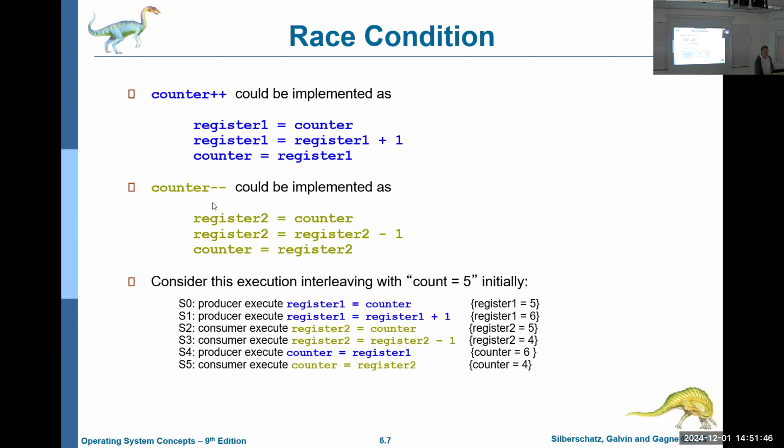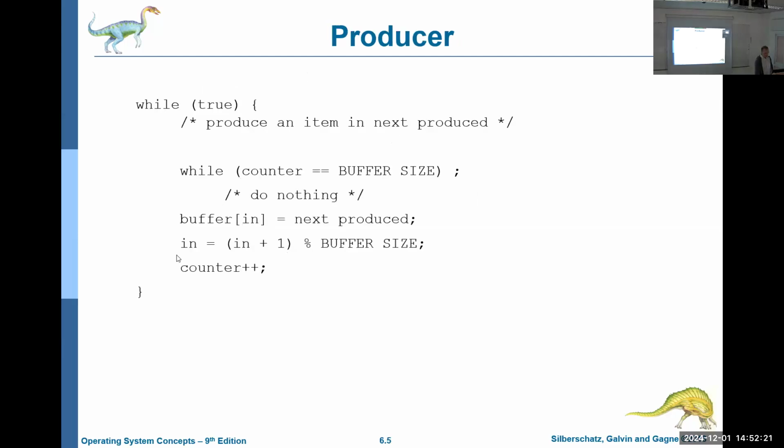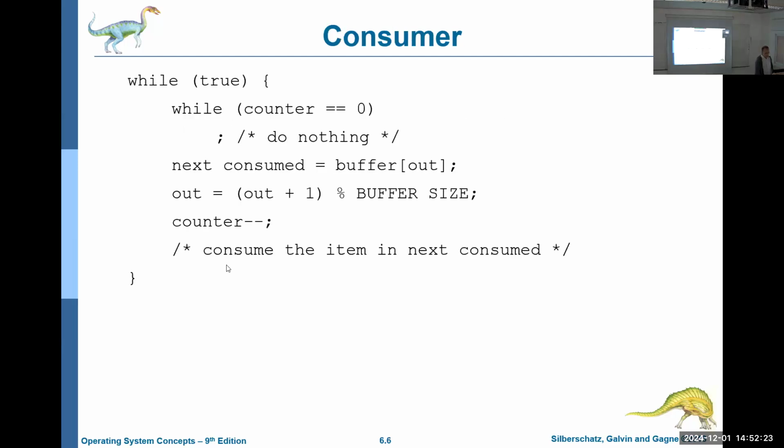Counter++ and counter-- could be implemented by these three lines, like I was saying. Take the variable, stick it into the register, then take the register that you have and add one to it, then copy the register back into the counter, and the same thing for the minus. As long as the producer or consumer gets to do all three of those things when doing his increment or decrement, there'll be no problems. This algorithm will work.